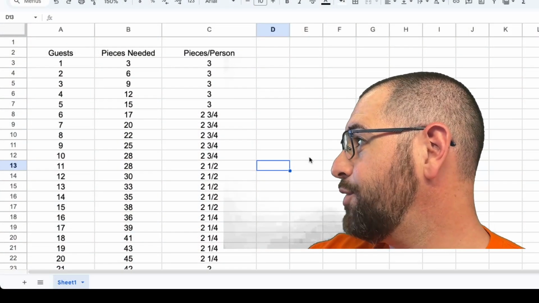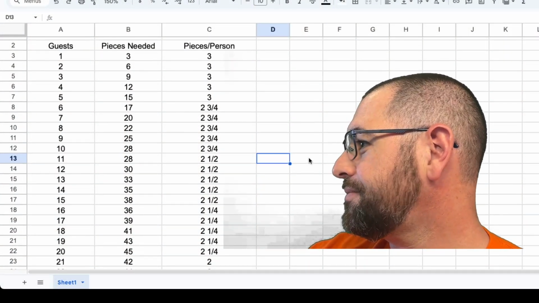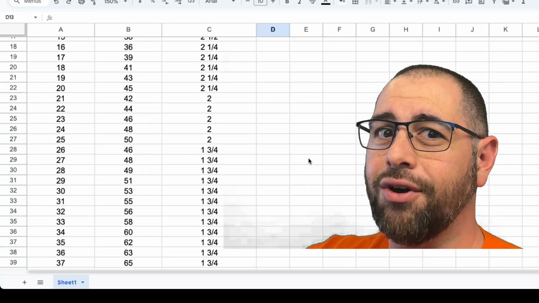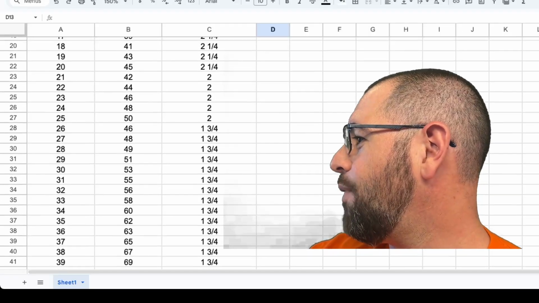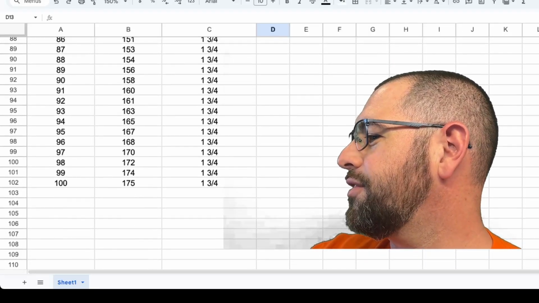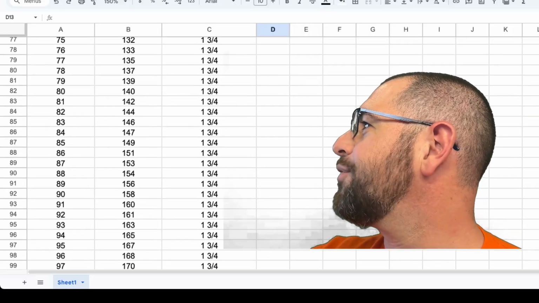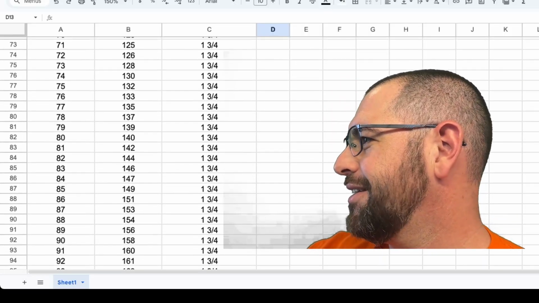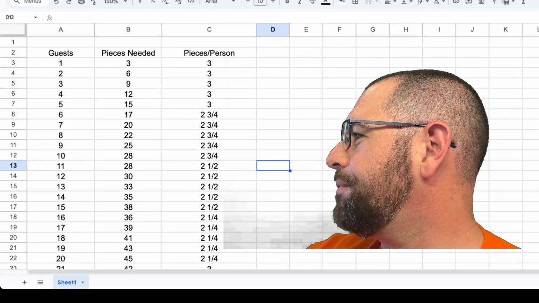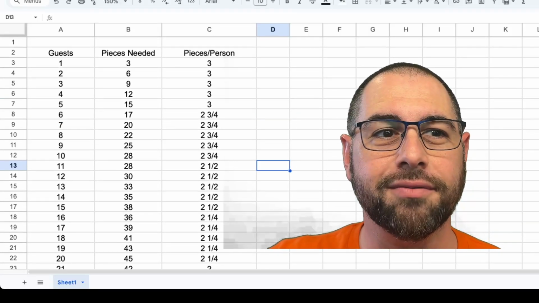Whoa, look at all those values. This is incredible. A lot of work must have gone into this. Wow, look at all those values that can be used to accurately predict pizza eating up to 100 people. Incredible. So there it is.